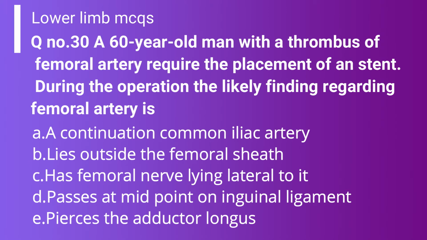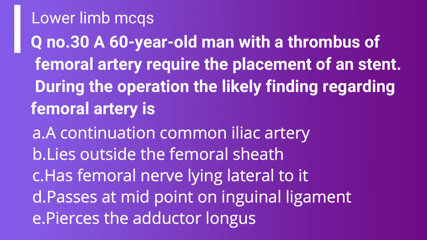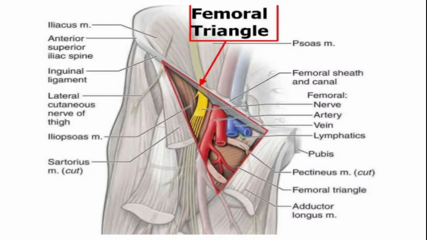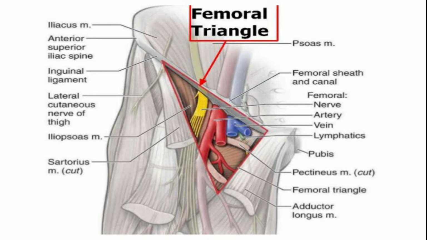So basically this question is about the relationship of the femoral artery. The correct answer in this scenario is option C, that femoral nerve lies lateral to it. The rest of the options are false because it is a continuation of external iliac artery and it lies inside the femoral sheath, and it passes at the midpoint between the anterior superior iliac spine and the symphysis pubis, not on the inguinal ligament, and it doesn't pierce the adductor longus, rather it pierces the adductor magnus, known as the adductor hiatus.